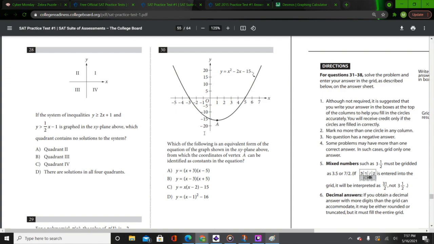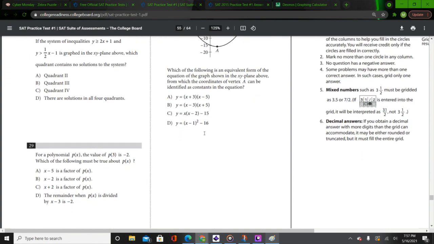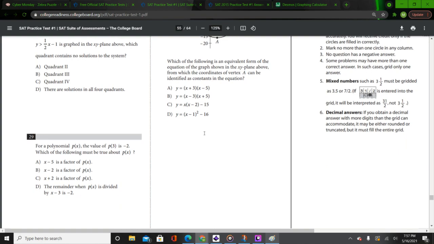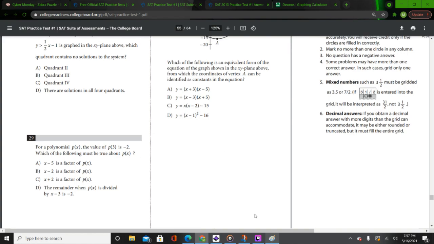Yep. Oh, we're almost near the end. That's fun. Nice. For polynomial p of x, the value of p of 3 is -2. Which of the following must be true about p of x? Right. I want to make sure everything else is working.